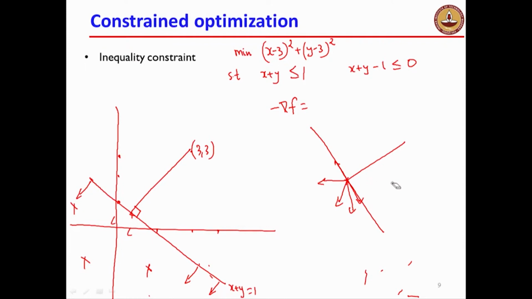I will not be able to go on the other side of the line, but I can be on the line or I can go in below the line. Those are all my feasible directions. So unlike in the equality constraint case where there were only two directions in which I was allowed to go, basically along the line, in the inequality case there are several directions in which I can go. I can go along the line, or I can go into the interior of the half space, or below the line. All these directions I am allowed to go.